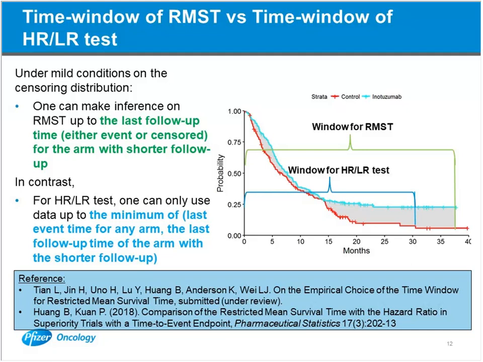So looking at the same inotuzumab example from the previous slide, the window for hazard ratio and log-rank test is up to a little more than 30 months, but the window for RMST is up to more than 37 months. So the RMST uses more information from the observed data.